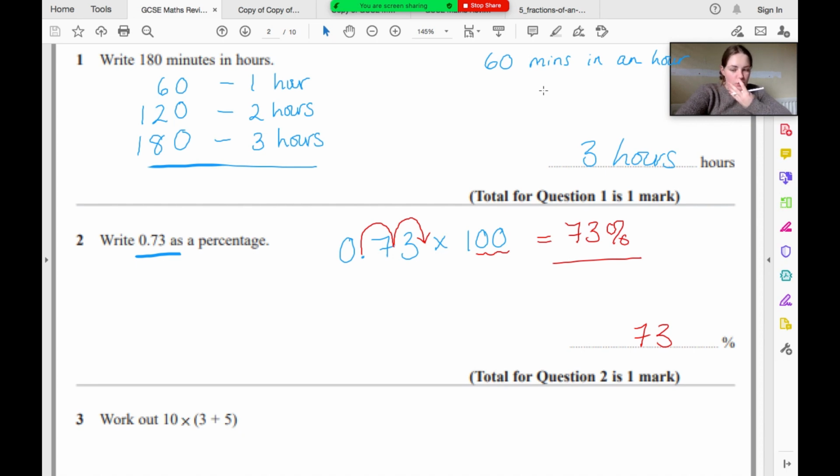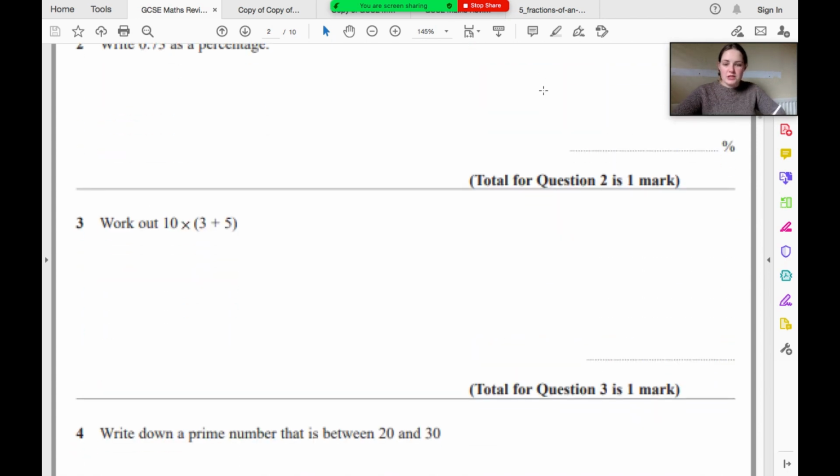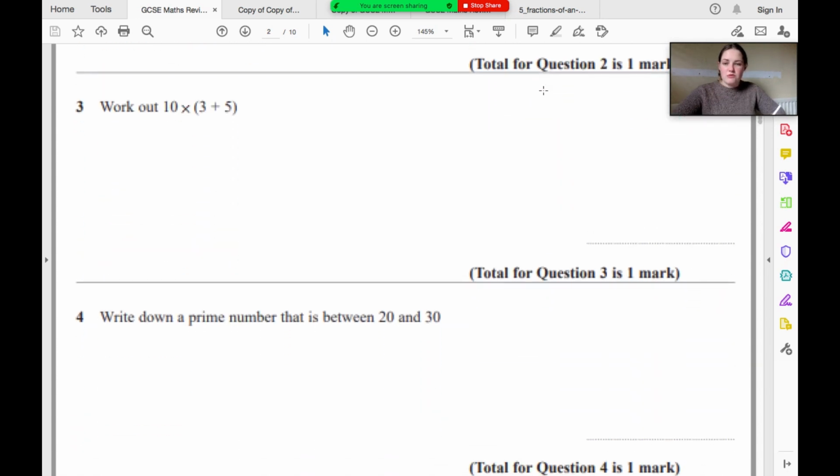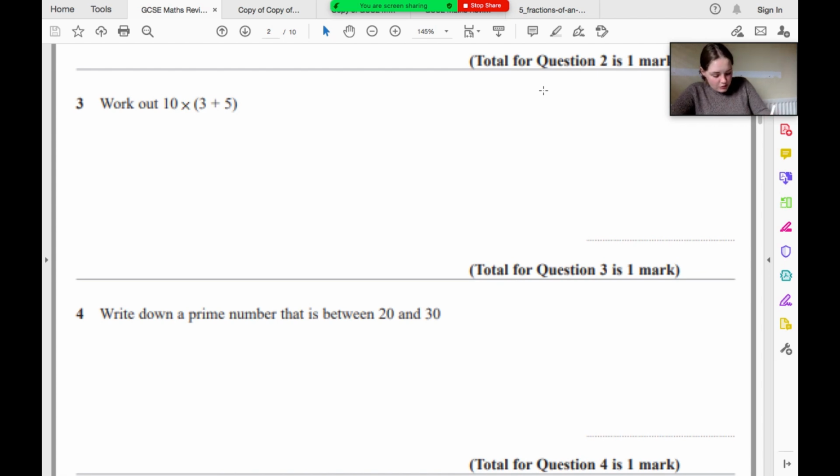Okay, and then the last one, work out 10 times 3 plus 5. Now, for these, you need to make sure that you are really understanding BIDMAS. Obviously, this is a nice one, but when you get to more confusing ones or ones that have got a lot more going on, you need to take your time and write down BIDMAS. So what I'm going to do is I'm just going to clear that and I'm going to bring this down so I've got a bit more space to write. And I'm going to write down BIDMAS over here so you can remember it. And if you don't remember BIDMAS, now is a good time to learn.